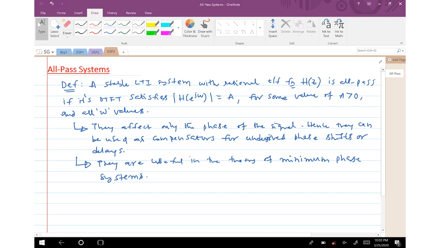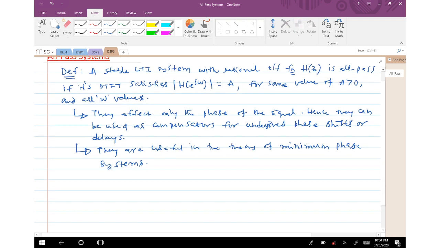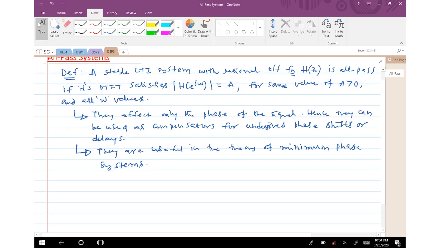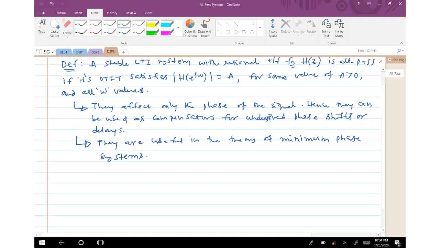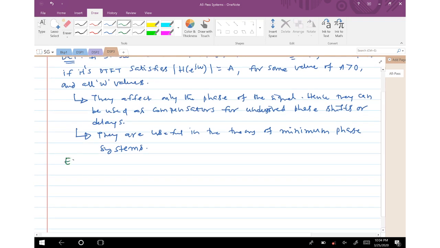The magnitude of this frequency spectrum is constant. In some cases they will consider it as 1, or it could have any positive value of a, the magnitude of this frequency spectrum being constant across all frequencies. Okay, now what we will do is, let's take an example to understand it better.